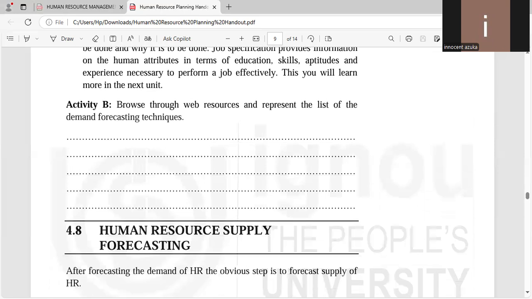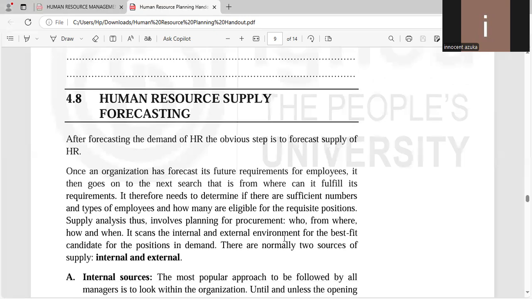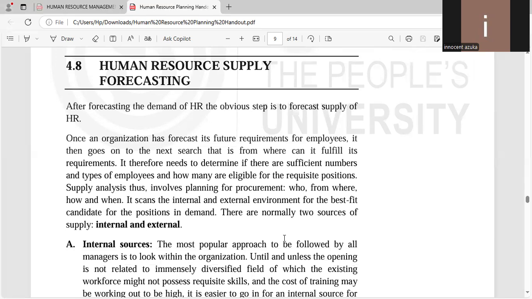Now, human resource supply forecast, that is after all those discussions about demand. And let's be a bit fast because of time. So after forecasting the demand of human resource, there are steps to forecast supply. And one of those steps is internal and external sources.